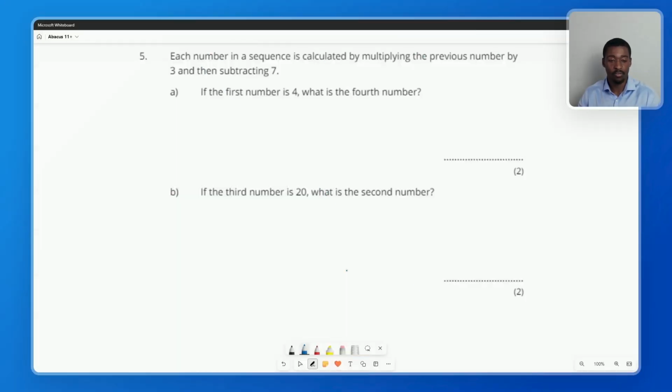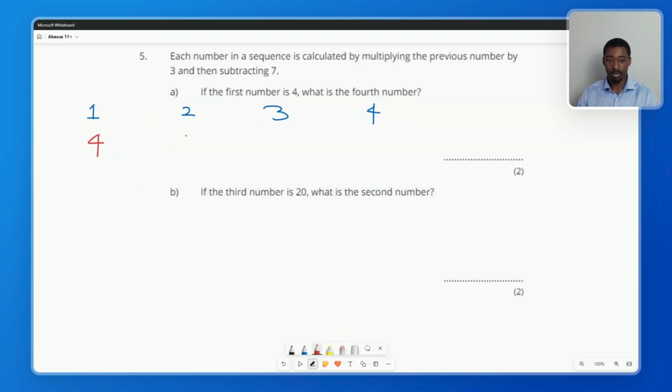Okay, here we have a very fun question. Each number in a sequence is calculated by multiplying the previous number by 3 and then subtracting 7. If the first number is 4, what's the fourth number? So we have position 1 or number 1. Then we have position 2, 3, and 4. We want to work out position 4, number 4, but we're starting at number 1. So we're told the first number is 4.